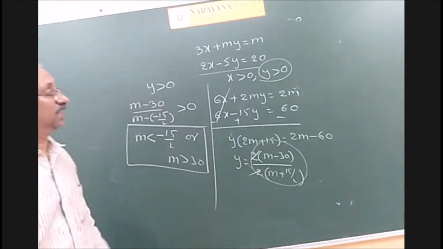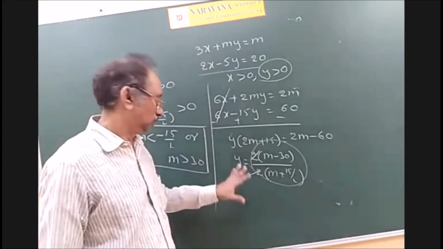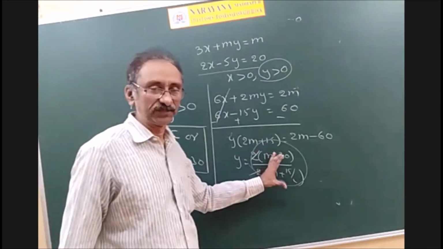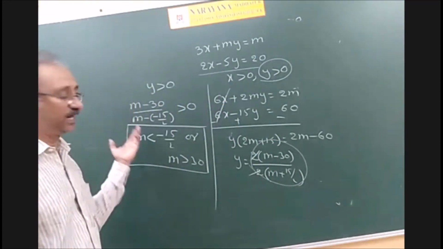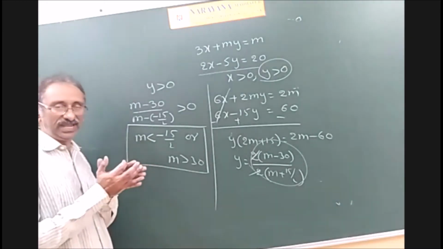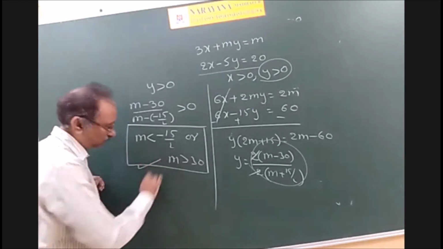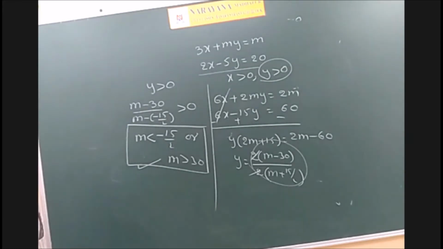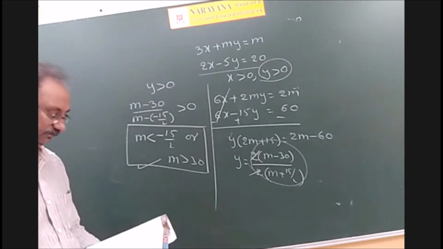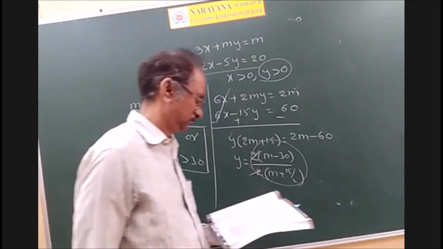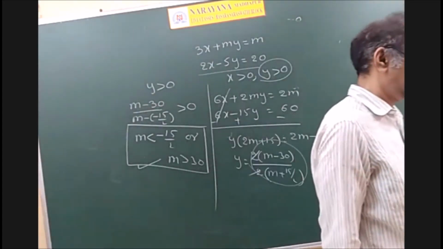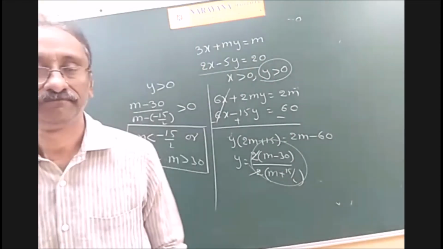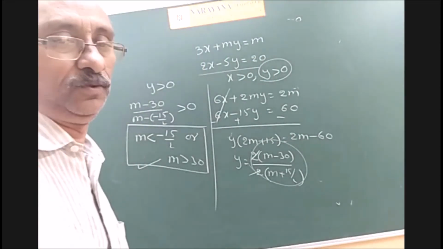And similarly do for x now. You get x in terms of m, and because x is positive, that expression must be positive. Again find the range of m and you have to take the common range, you will get this only. So that is the answer. See in the options.